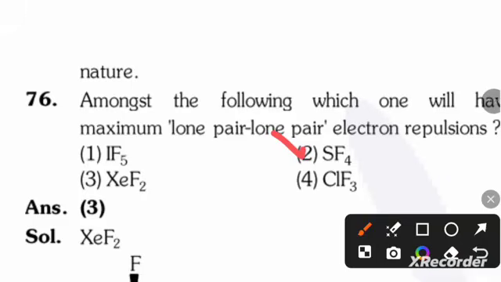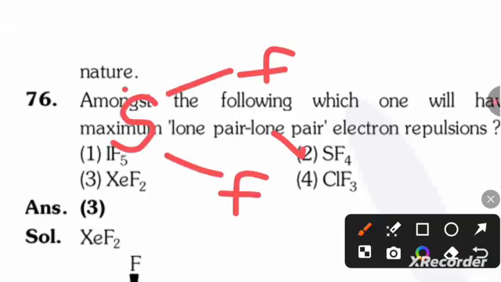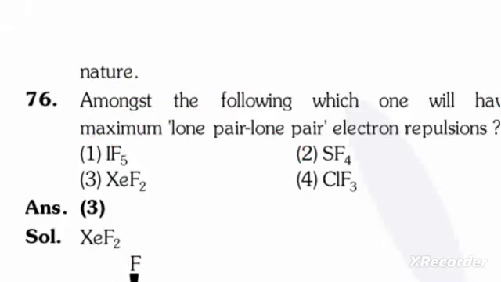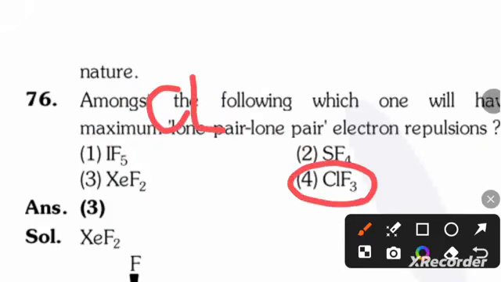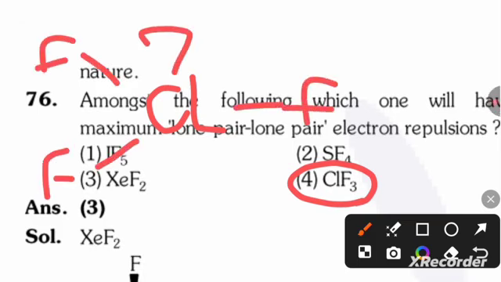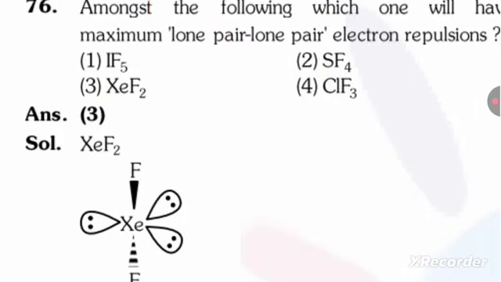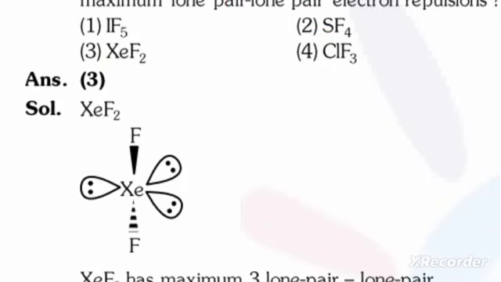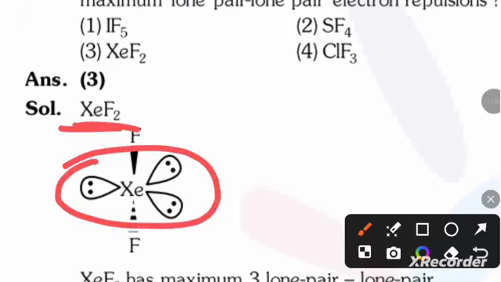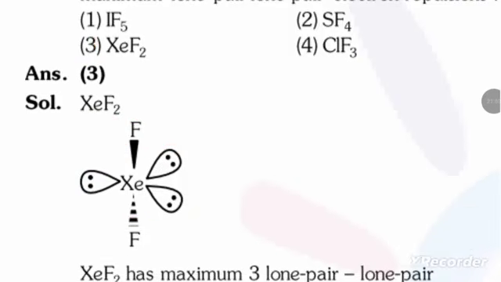Let us see SF4. In SF4 also we can find one lone pair only. Let us see ClF3. In ClF3 we can find two lone pairs. So there also we can find less repulsion. Whereas in XeF2, because of the presence of three lone pairs, we can find more lone pair repulsion.